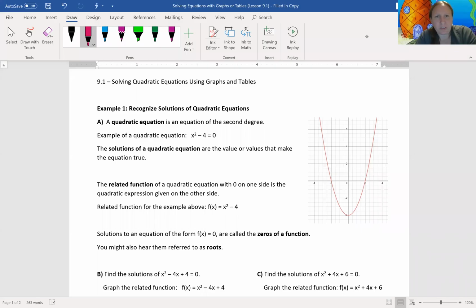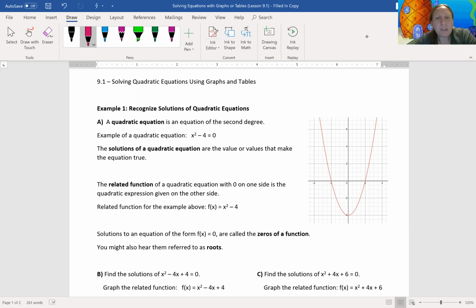So we're going to shift gears now. We've been dealing with quadratic functions, things like y equals x squared or f of x equals x squared, those two variables implying it's something that you can graph on the coordinate plane. And we're going to move into quadratic equations. So a quadratic equation is an equation of the second degree.